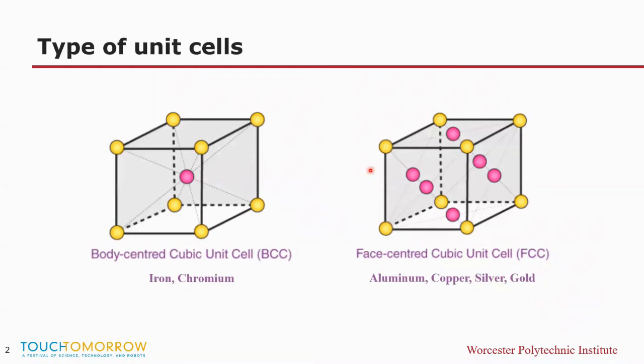The very basic unit is called the unit cell, and here we have two examples. The left one is called body center cubic, which has one atom in the body center, while the other one is called face center cubic, which has six atoms in the center of each face. For example, iron and chromium are body center cubic, while aluminum, copper, silver, and gold are face center cubic.